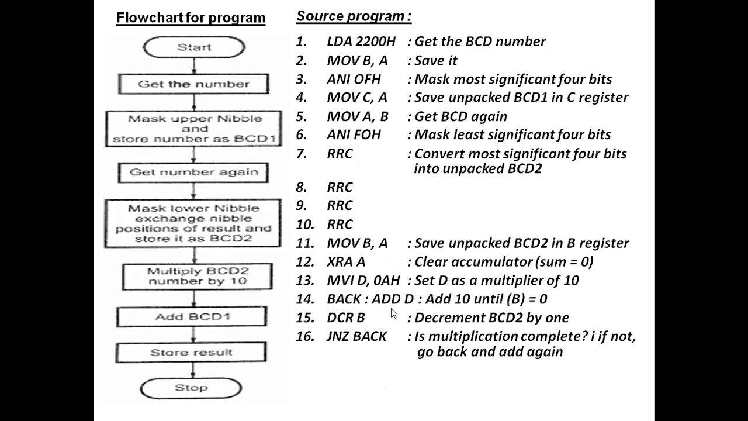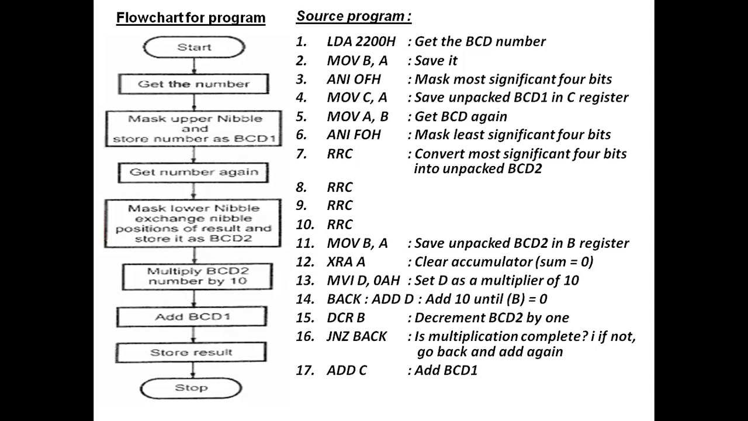D is 10 and B is 7. So it means D will be added with the accumulator 7 times until B becomes 0. When B becomes 0, it means 10 has been added 7 times. Once it becomes 0, it will not go back. It will come to the next step. So after the multiplication, you are getting the modified or multiplied BCD2 value.